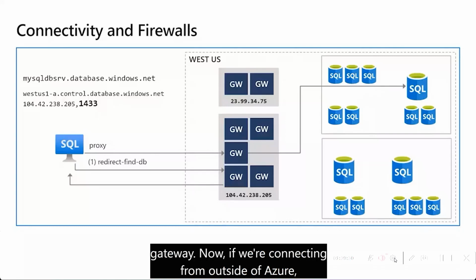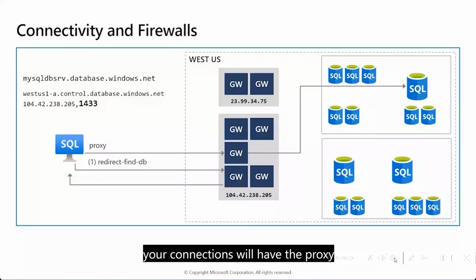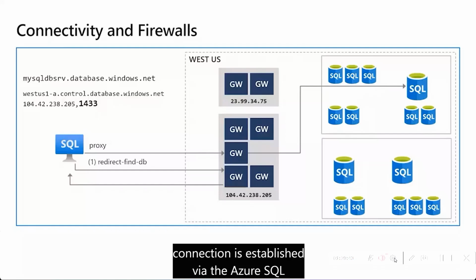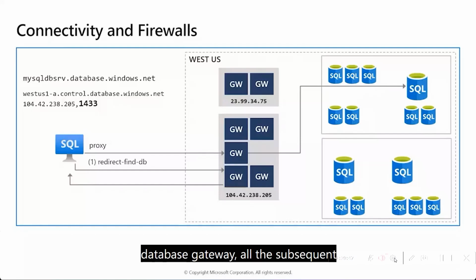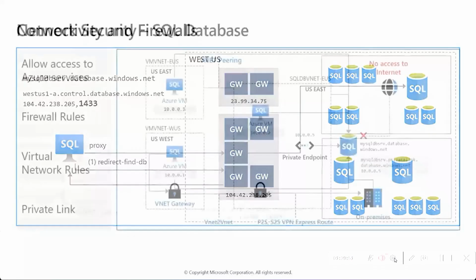Now, if we're connecting from outside of Azure, your connections will have the proxy connection policy by default. So a policy of proxy means that once the TCP connection is established via the Azure SQL database gateway, all the subsequent packets will flow via the gateway.